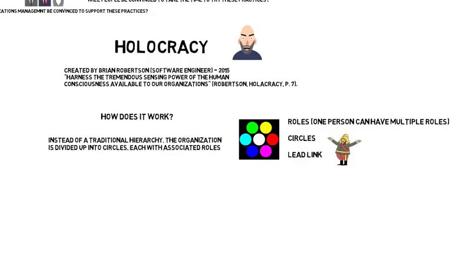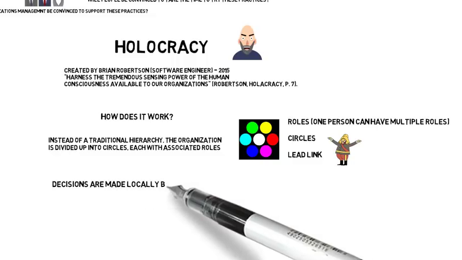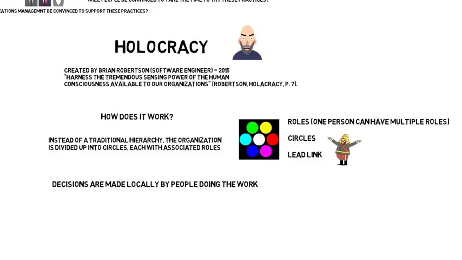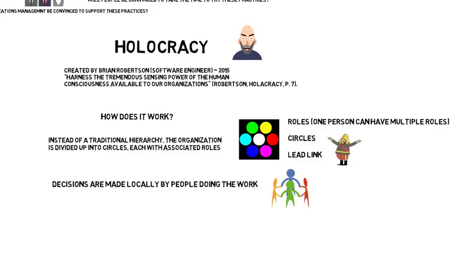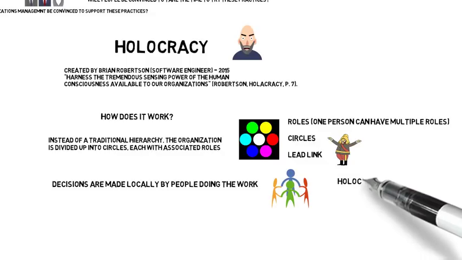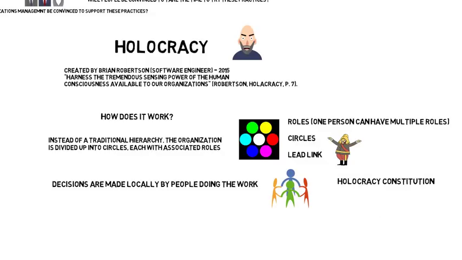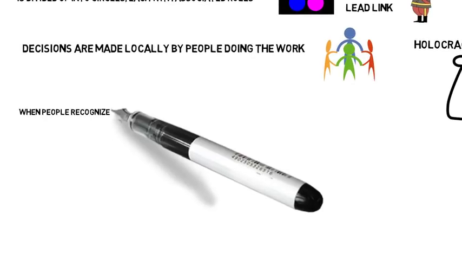But the idea here is that you can do what you need to do as long as it doesn't affect somebody else's area, somebody else's circle in the organization, or some other role in the organization. And there's also what they call a Holacracy Constitution. Now, this Holacracy Constitution is set up to basically identify the ways that people are going to work, and the CEO actually cedes their authority to this Holacracy Constitution.